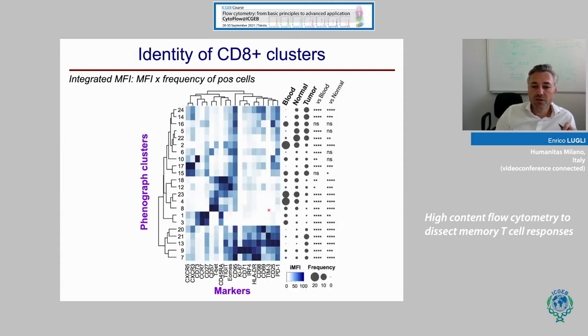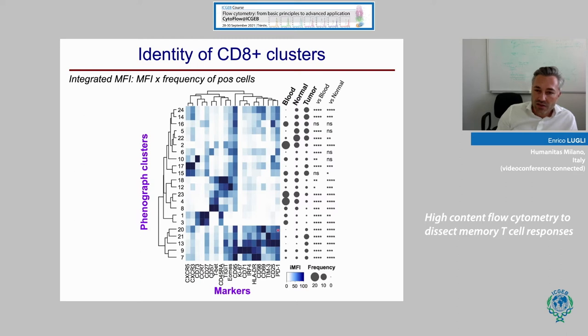So this is the output. It's one of the outputs that you can obtain. It's just a way to show the data. It's not the only way, but this is a way to show the data. So you've got all the different clusters in a row, identified by the different numbers, and then you've got the markers in the columns. And the heat map gives you an idea of the antigen abundance. So the darker the color, the more abundant the antigen.